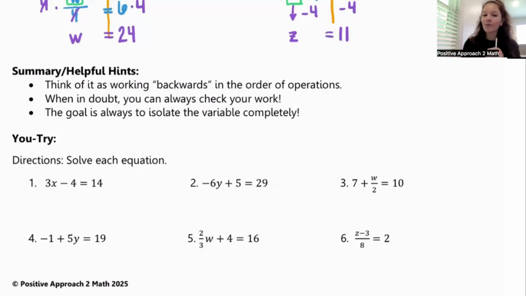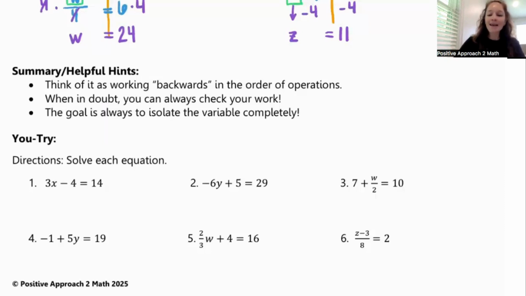However, the only time we won't do that is if we see that beefy fraction where it's a variable plus something all divided by a number. When in doubt, you can always check your work. You're going to see me say that in every single lesson in this topic because you can always substitute your value into your equation and make sure your left-hand side and right-hand side are balanced. And then our goal here is to always, always, always isolate our variable completely. That is algebra. Get that variable by itself, right?